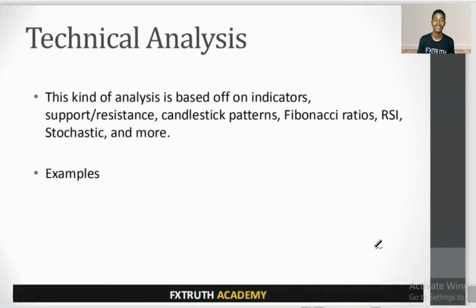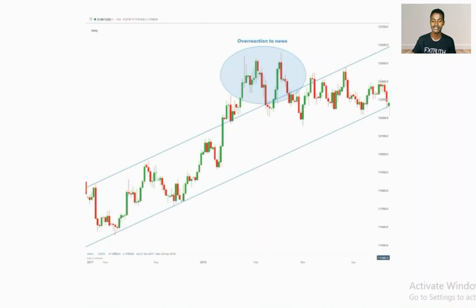Let's move forward. The other analysis we have is the technical analysis. This is a kind of analysis that is based off of technical indicators, support and resistance, candlestick patterns, Fibonacci ratio, the RSI, and the stochastic, and more. The Andrews Pitchfork, and so on. There are a lot of technical tools to use for the technical analysis. Good. So I'll be giving you an example with some images I have captured from the net. So let's go get them.